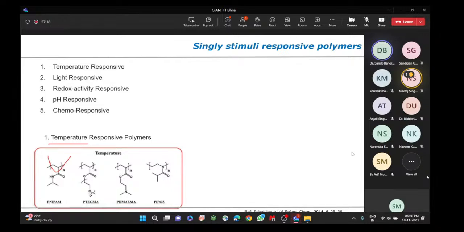Okay, I will take the question from Navtej. Please unmute yourself. Sir, here we are talking about polymers like PNIPAM, and we are comparing it with phenol. That phenol is more soluble at high temperature, etc. How can we compare? Is phenol a polymer?